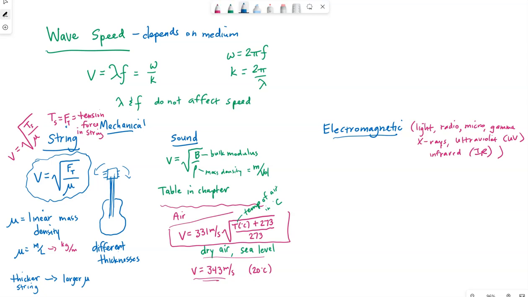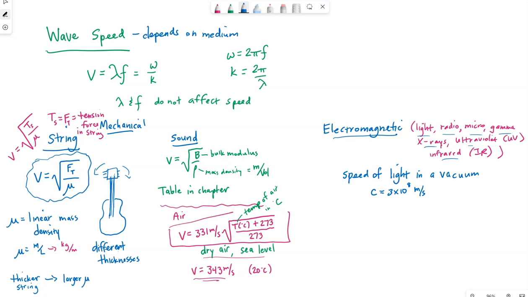Electromagnetic waves all travel at the speed of light in a vacuum, meaning the absence of a medium. You might be familiar, we use lowercase c to represent the speed of light. It's approximately 3 times 10 to the 8th meters per second. Every single type of electromagnetic wave travels at this same speed in a vacuum.